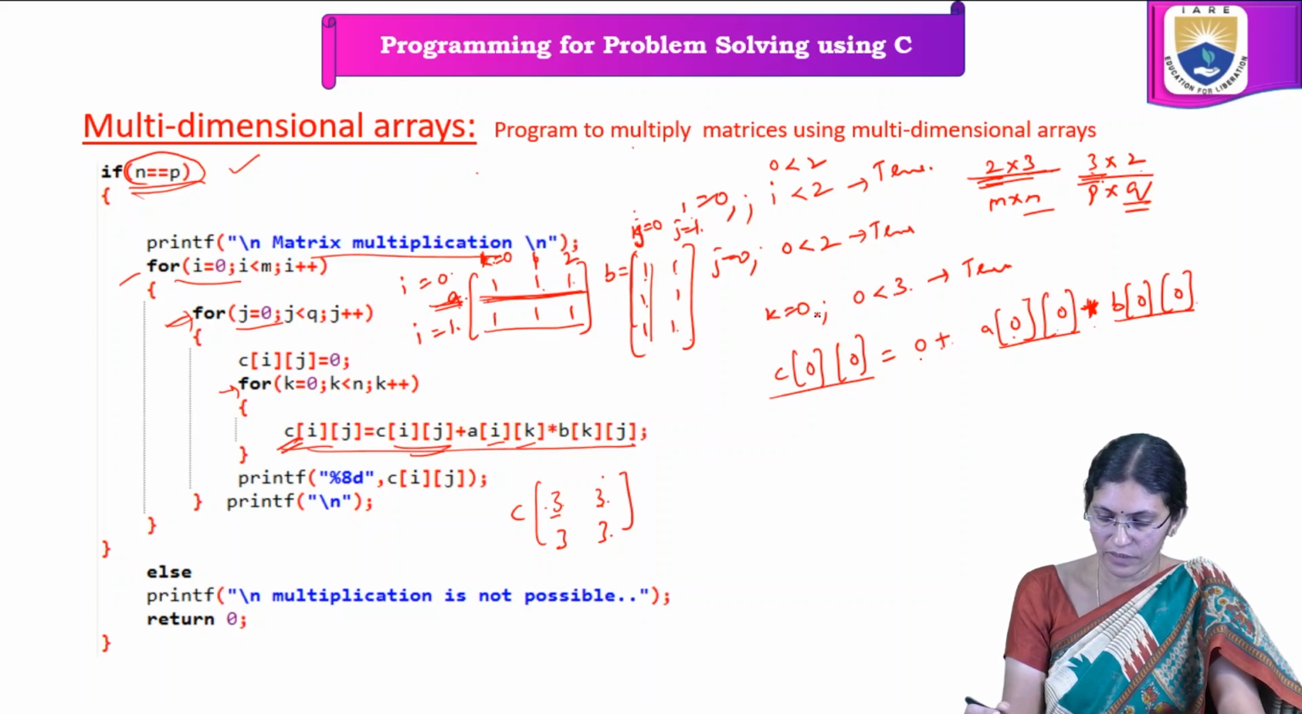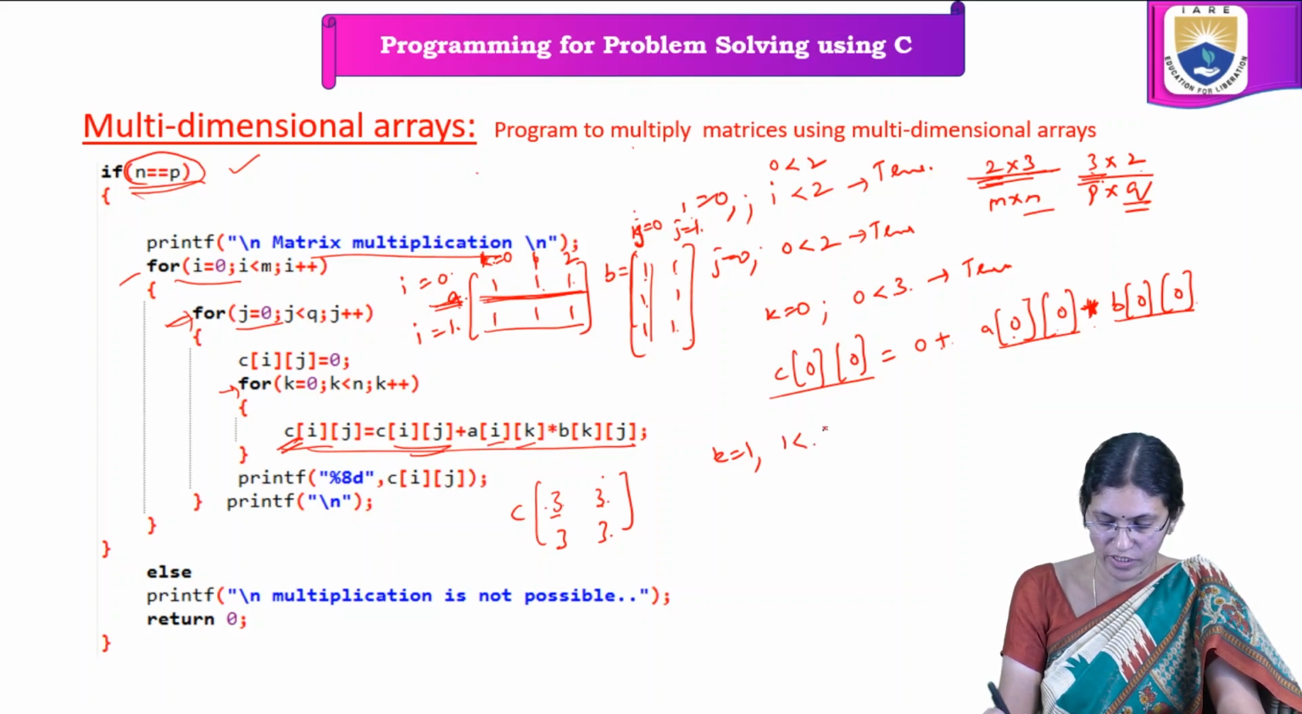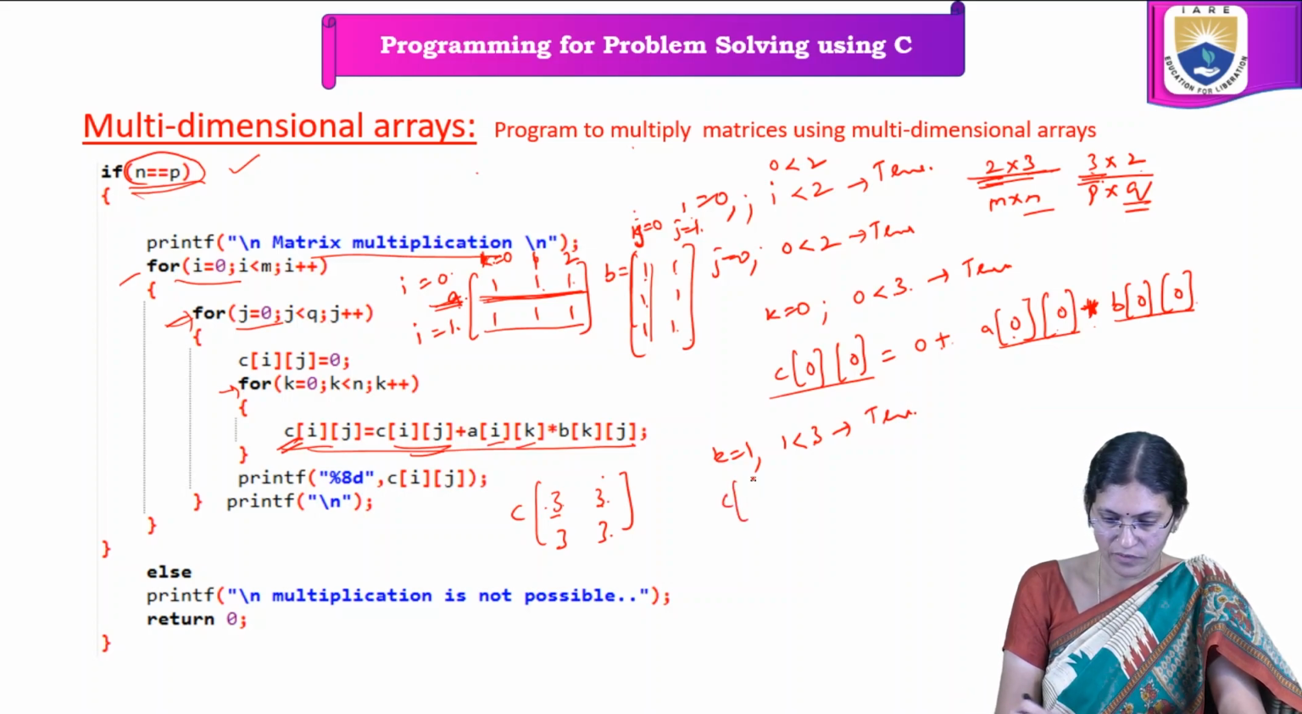Now next, k will be incremented by 1. Now k is equal to 1. So when k is equal to 1, this condition is checked. 1 is less than 3, so this is true. When this is true, C of ij, C of ij is 0, 0 only.